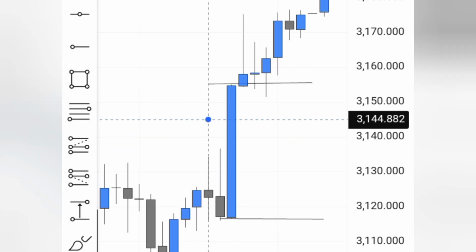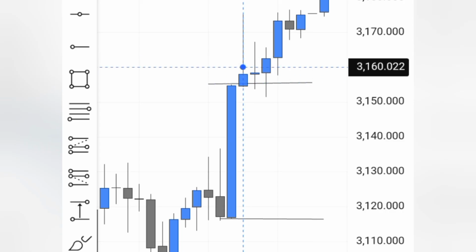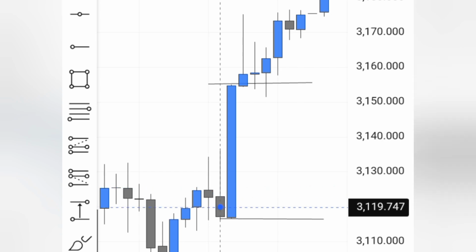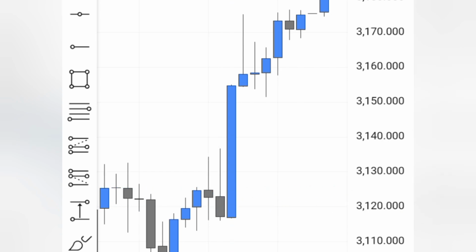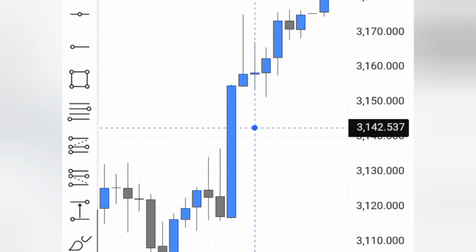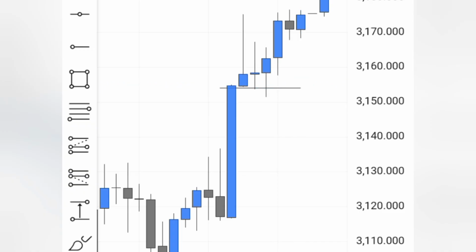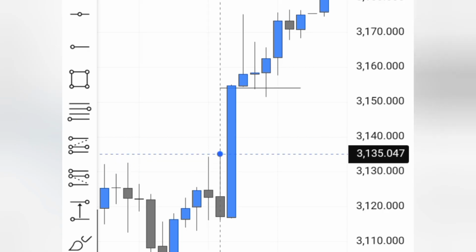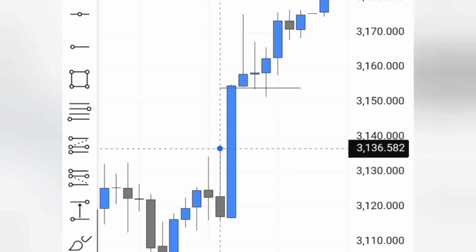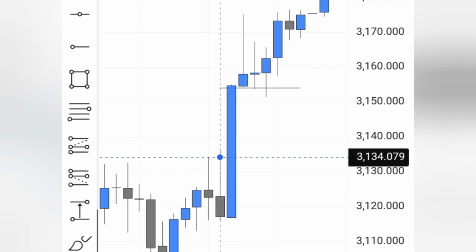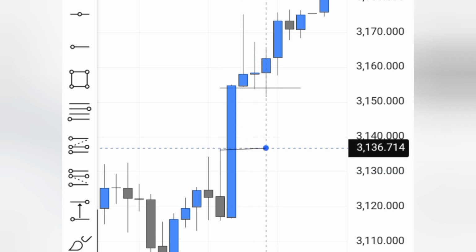For example, we have this candle right here and this candle right here. These are the surrounding candles. You mark the close of this surrounding candle down here, and you mark its wick. And also you mark the open or the close of this candle right here. Now this was a bearish candle, that means this was the open of this bearish candle. So you also mark it right here.